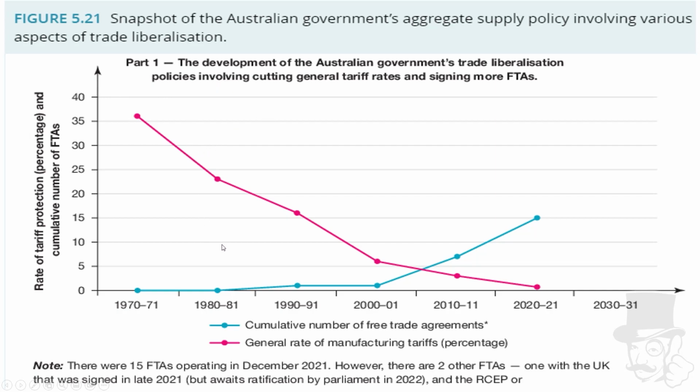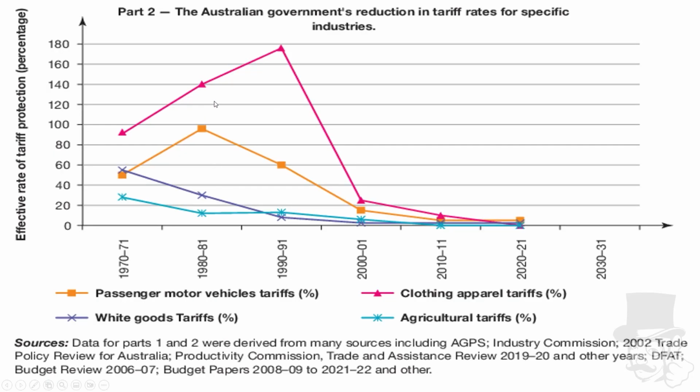So you can see here, as we've reduced the tariffs, we've also increased the number of free trade agreements that we've signed up for with other nations. Free trade agreements mean that we put no barriers on trade between the two nations. So you can see here that textiles used to have a huge tariff in the 90s, up to 180%, but then dipped down to almost nothing these days. Same thing with passenger motor vehicles.